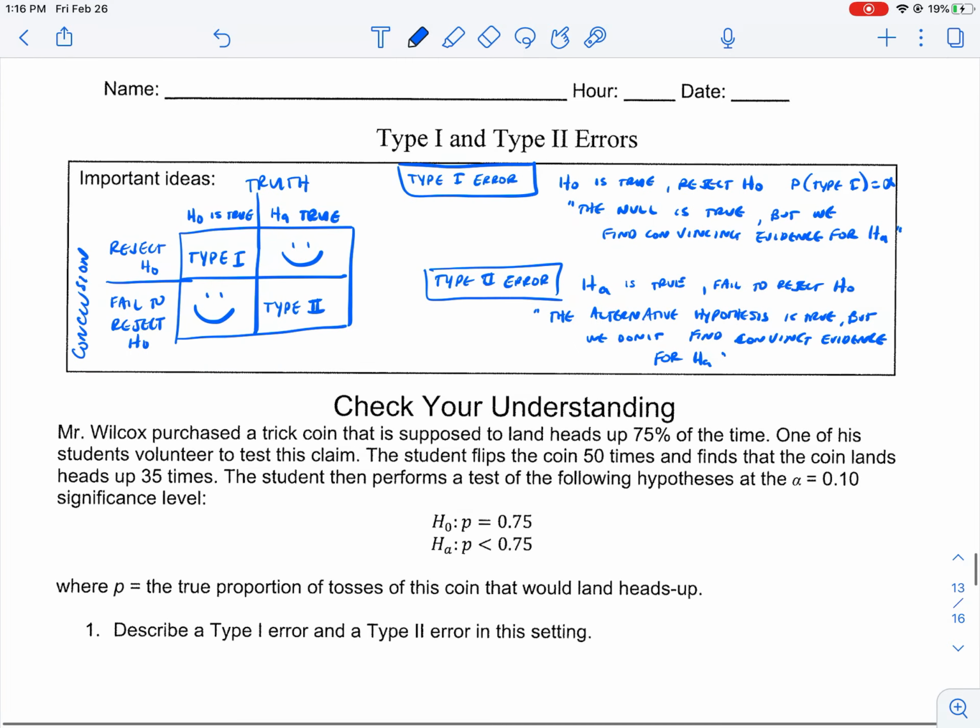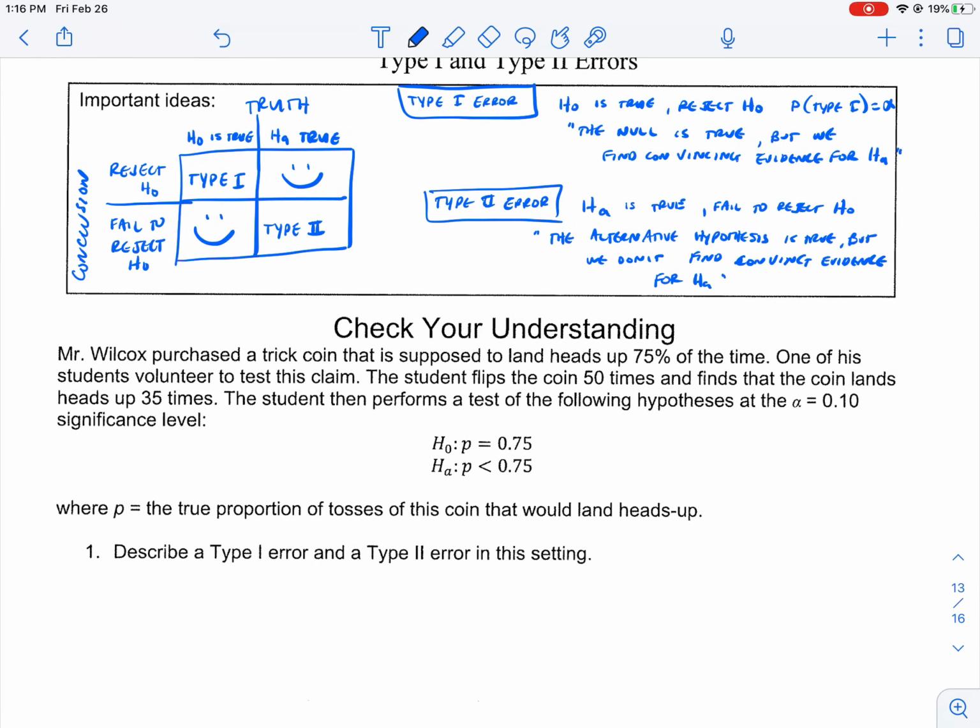Let's look at this in practice. Mr. Wilcox purchased a trick coin that is supposed to land heads up 75% of the time. One of his students volunteered to test this claim. The student flips the coin 50 times and finds that the coin lands heads up 35 times. The student then performs a test of the following hypothesis at the alpha level equals 10%. We've talked about this a little bit, that you can change that alpha level. It's not always 0.05, but here the 0.10 significance level.